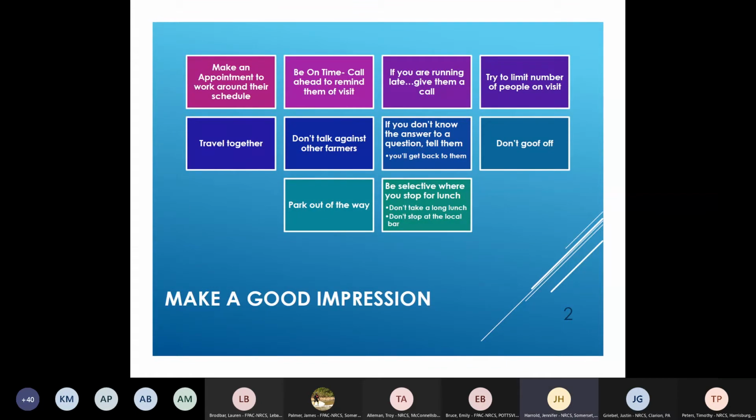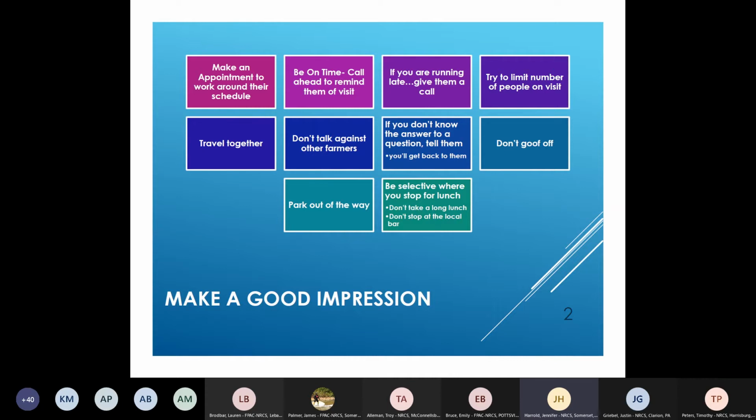If you have an appointment, make sure you get there on time. If you're going to be running behind, let them know ahead of time. Now, this was a slide made before COVID, try to travel together, but now it seems like you have a lot of vehicles out there with everybody driving out separately.